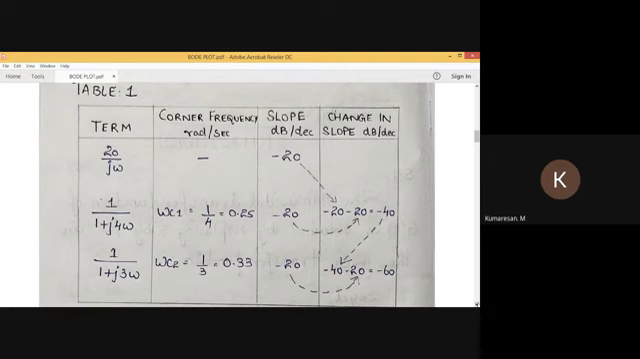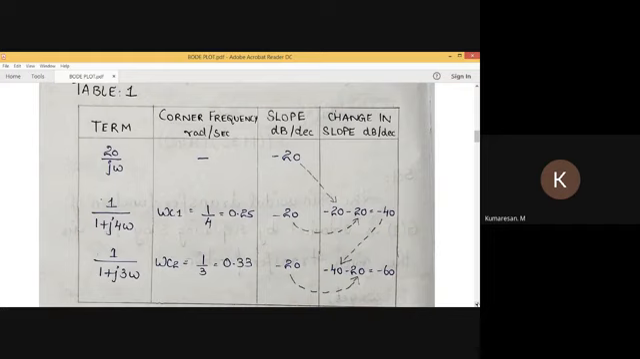Now for 20 divided by j omega, for the magnitude plot, 1 by j omega is minus 20 dB per decade, while a j omega in the numerator would be plus 20. Since j omega is in the denominator, we put minus 20. We already discussed this in class. If instead of j omega we have j omega whole square, it means minus 40, and j omega whole cube means minus 60. So j omega only means minus 20. Initially, we don't have any change in slope.